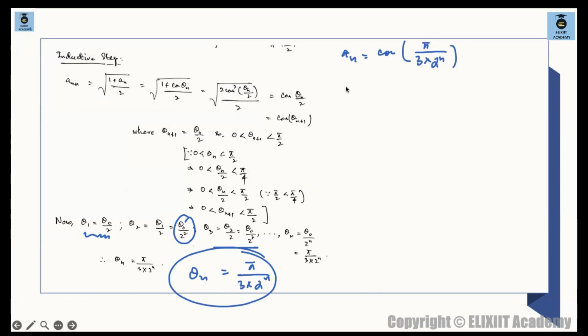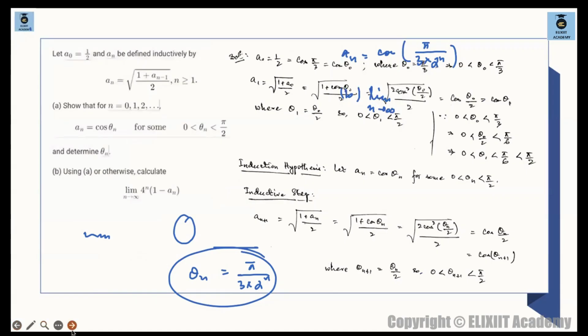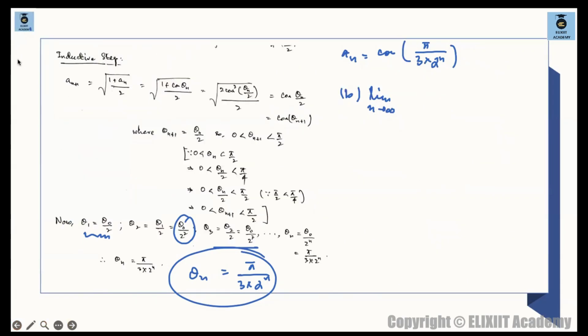Now in part B, they are asking you to calculate this limit. Limit n tends to infinity of 4 to the power of n times 1 minus a n. So 1 minus a n means 1 minus cos of pi by 3 times 2 raised to the power of n. Once you have found theta n and a n, it's not difficult to find out this quantity.